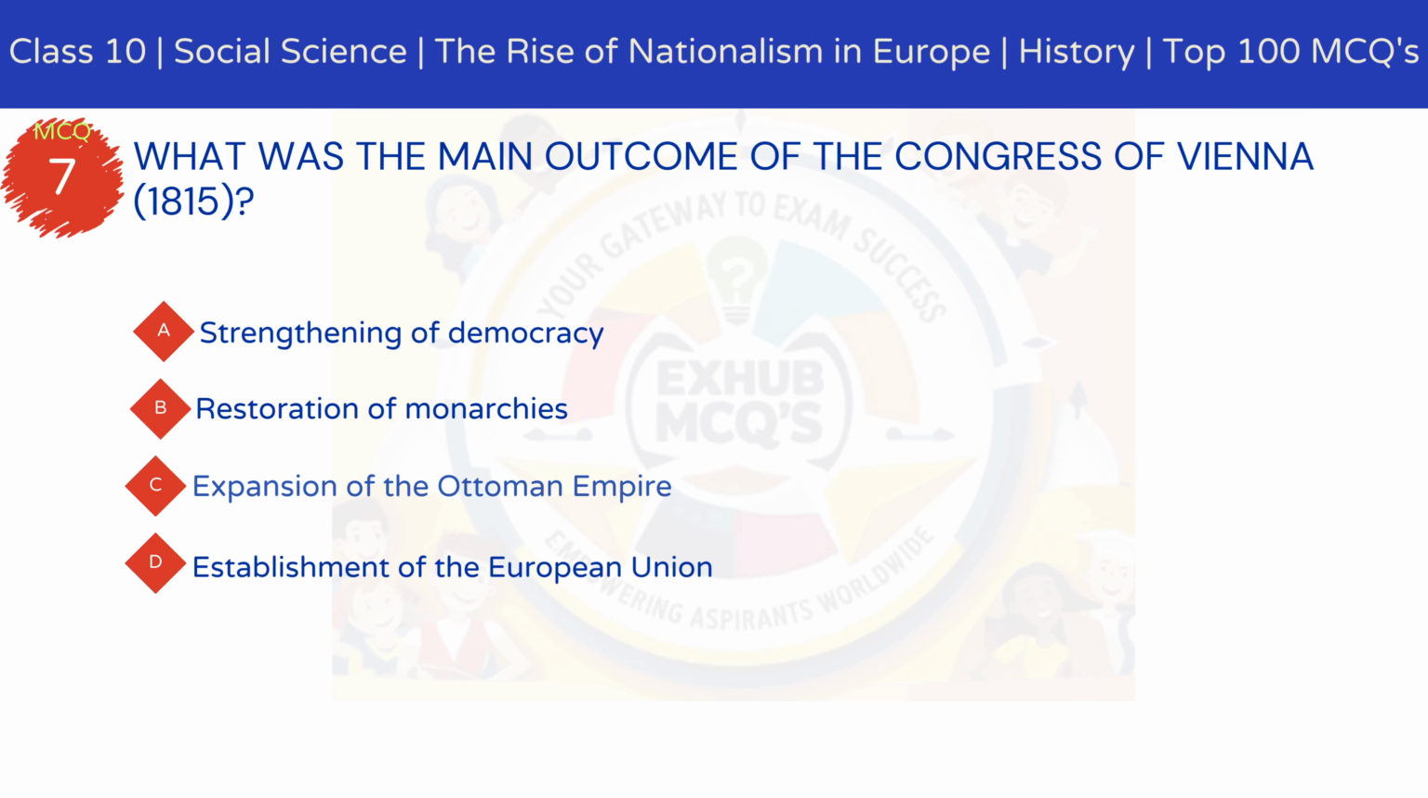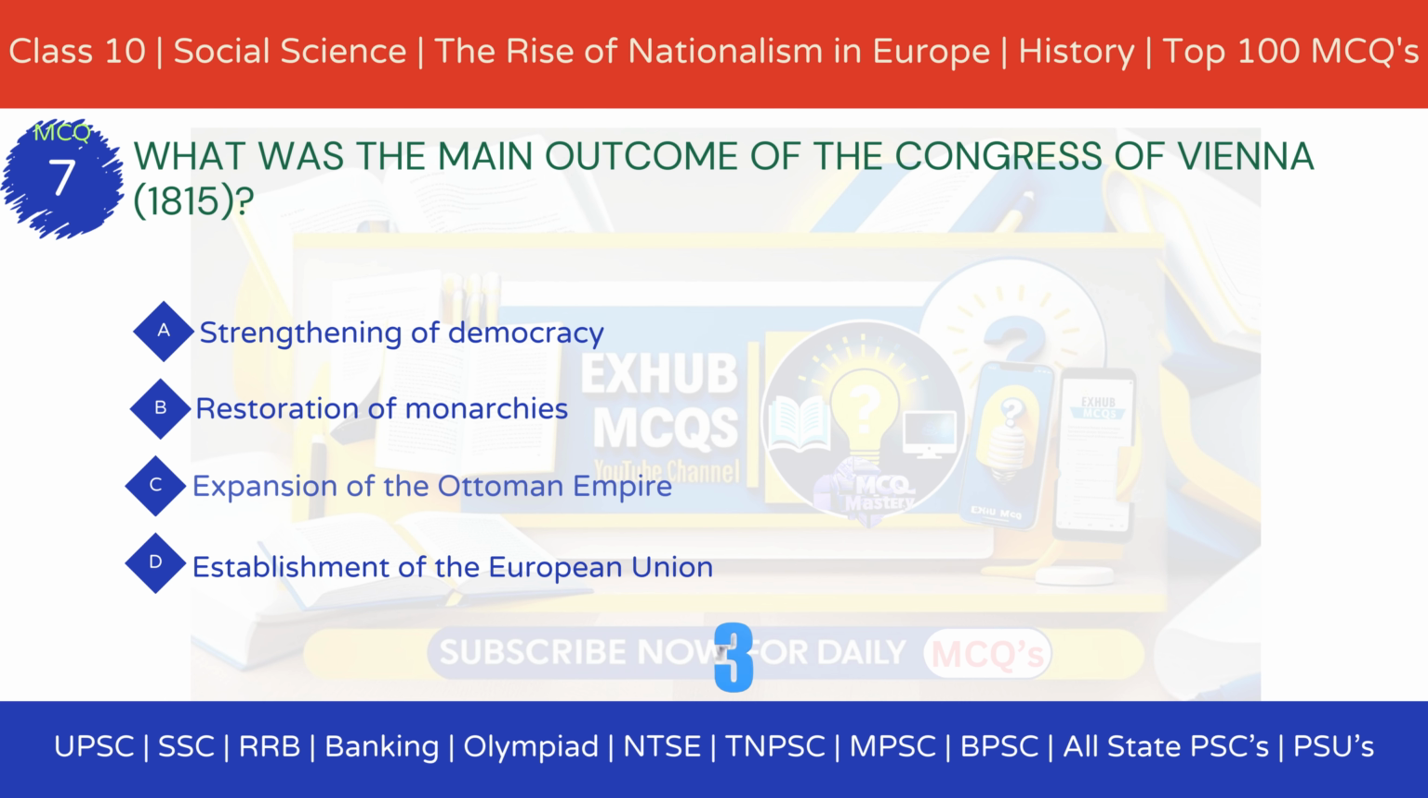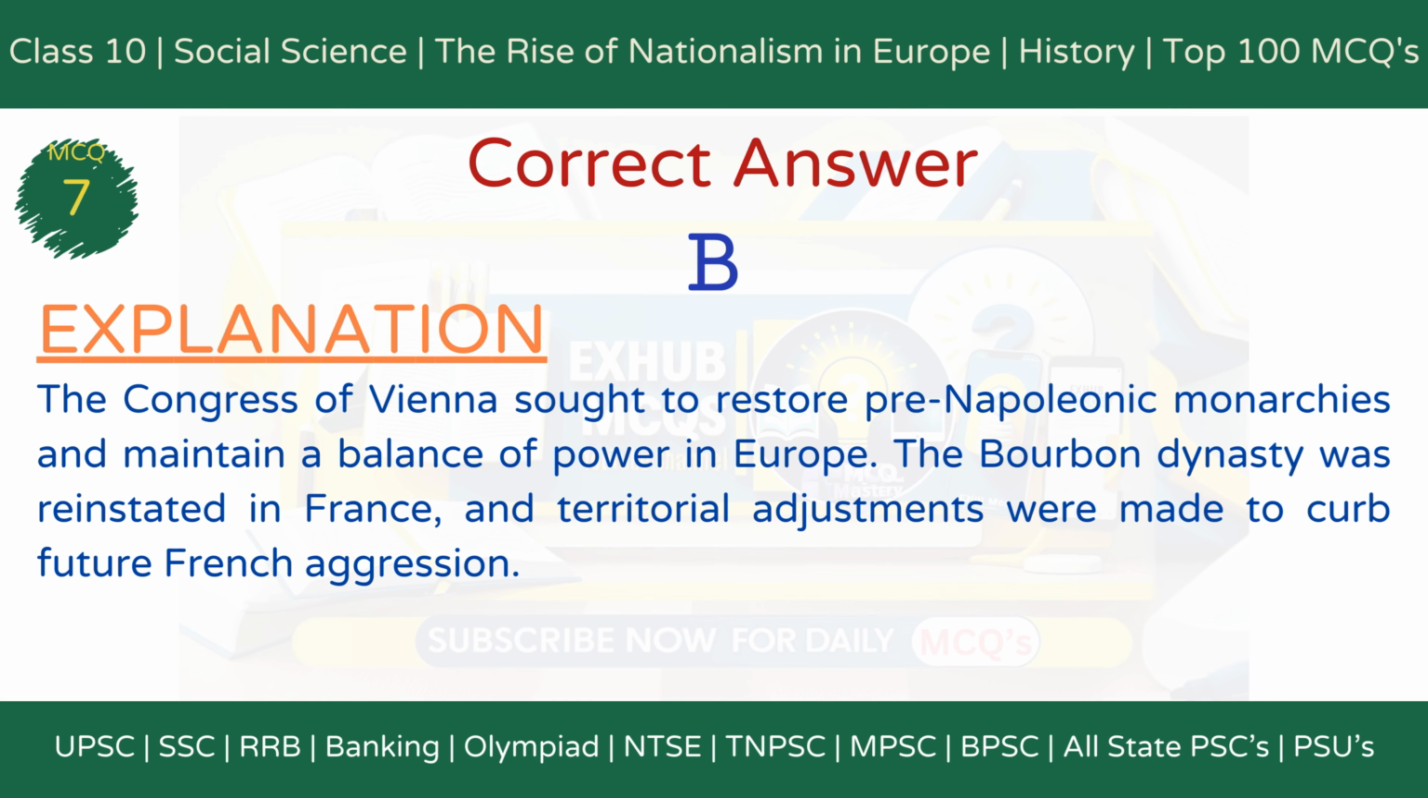MCQ 7. What was the main outcome of the Congress of Vienna, 1815? Option A, strengthening of democracy. Option B, restoration of monarchies. Option C, expansion of the Ottoman Empire. Option D, establishment of the European Union. The correct answer is option B, restoration of monarchies.